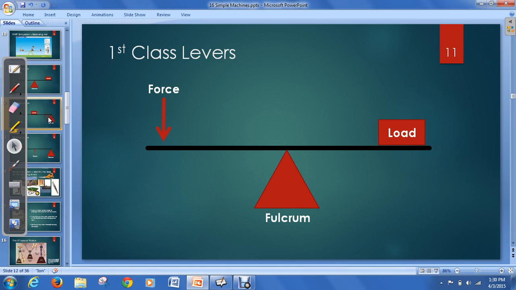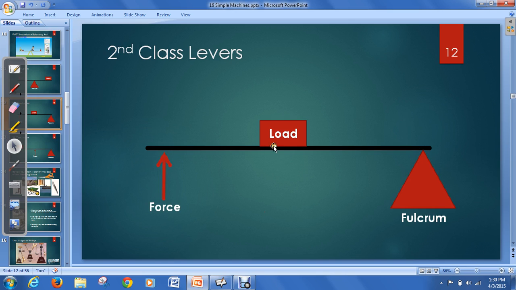A second-class lever, you have the load in the center. So you'll have the force on one side, the fulcrum on the other side, and the load in the middle. Think of a wheelbarrow, for example. That's an example of a second-class lever. If you're carrying sand or gravel or cement or whatever it is, it's in the wheelbarrow, in the center. You're holding onto the handles on the edge, and the wheel is on the other side, okay?